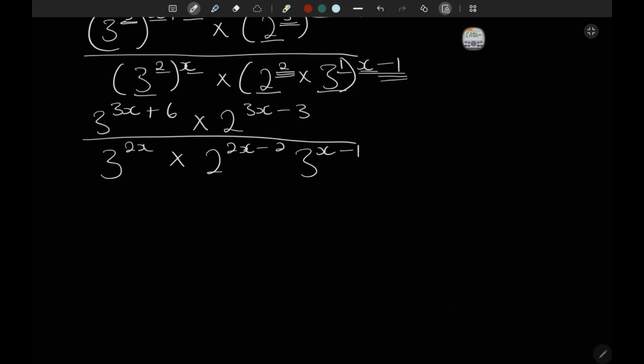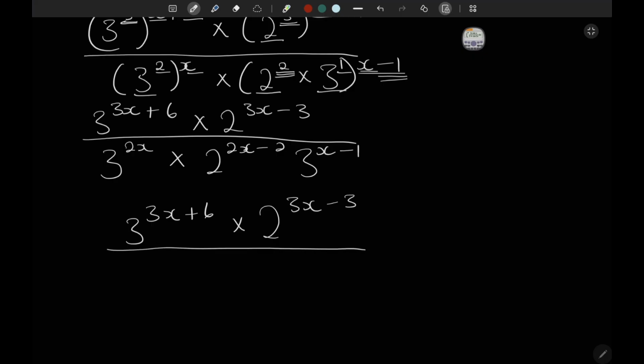Now what can we do? Let's check whether we have any similar bases in the numerator and the denominator so that we can simplify. We have 3 and 2, those aren't similar. We have 3 and 3. We only have 2 there. So you can try to simplify those. Let's write the numerator as it is: 3 to the power 3x plus 6 times 2 to the power 3x minus 3. Can you guys see that I'm being patient? I'm not rushing to get the final answer.